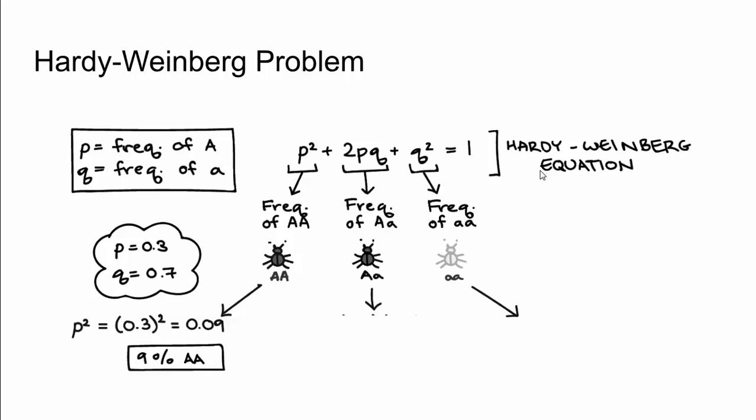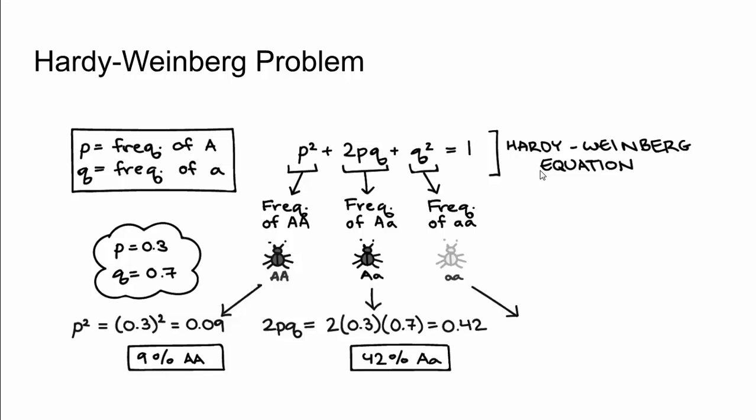What percent will have a heterozygous genotype? Carter? Or 42%, yep. So 2pq, 2 times 0.3 times 0.7 equals 0.42, which is 42%, big A, little a. And what percent would be homozygous recessive? 49. Yes, 49%.